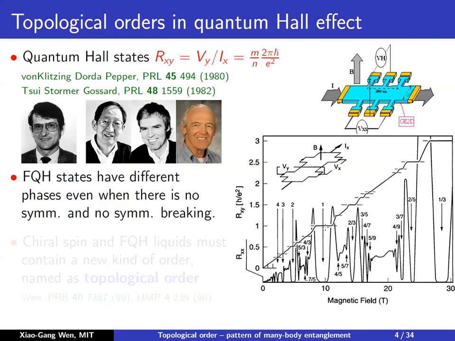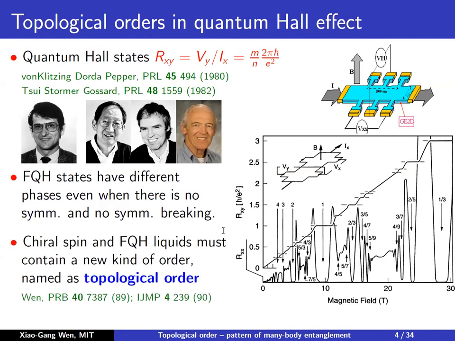So it looks like quantum Hall states, except for U(1) symmetry, have no other symmetry. All different quantum Hall states have the same symmetry. And the U(1) symmetry is not broken because they are not superconductors. If it were broken, they would be superconductors. So we have the same issue: different plateaus have the same symmetry. There's no way to use symmetry to distinguish them. So this led to the motivation, a suggestion that the chiral spin state and the quantum Hall states may have an additional, new kind of order beyond symmetry breaking. And this new kind of order is called topological order.